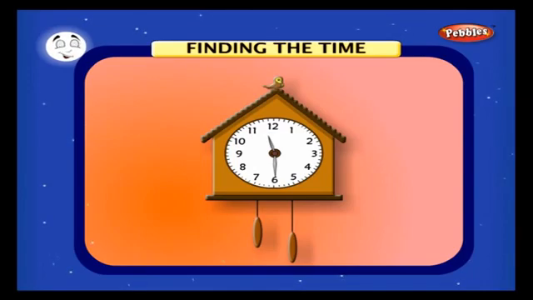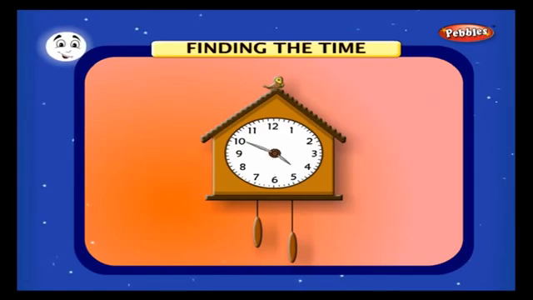In this clock, the minute hand is at 6. So, it has crossed 6 numbers of 5 divisions each. So, 5 into 6 is equal to 30 minutes. The hour hand is between 11 and 12. So, the time is 11:30.